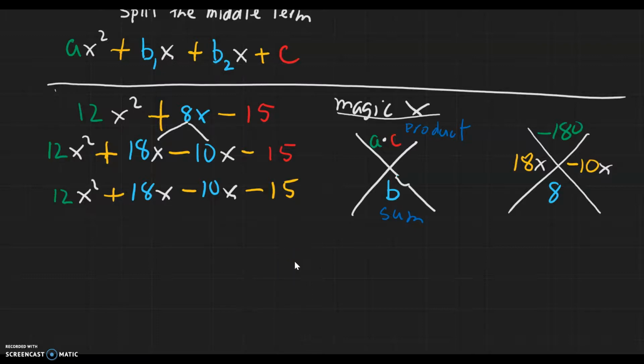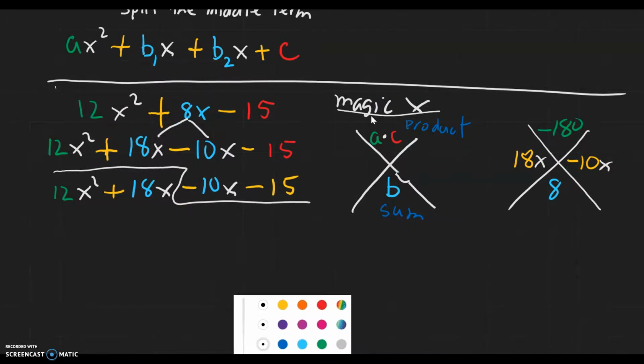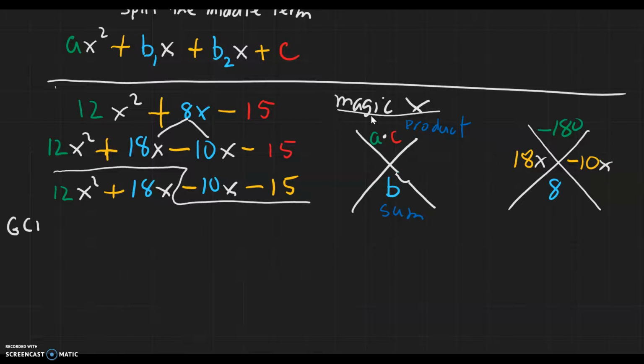Sometimes we call this the Harry Potter method, because this symbol here looks like the Harry Potter symbol. What we're going to do is find what we call the greatest common factor of the first 2 terms, sometimes referred to as the GCF. I'm looking at 12x squared plus 18x, and the greatest common factor is going to be 6x. I'll write that out, 6x, and then I'm going to have some parentheses here.